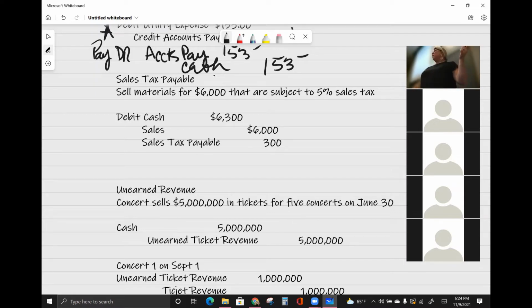Then we have a credit for how much for sales? Only what we sold the merchandise for. We sold the material for $6,000. So we're going to record our sale for 6,000. We're going to set up our sales tax payable for 300.